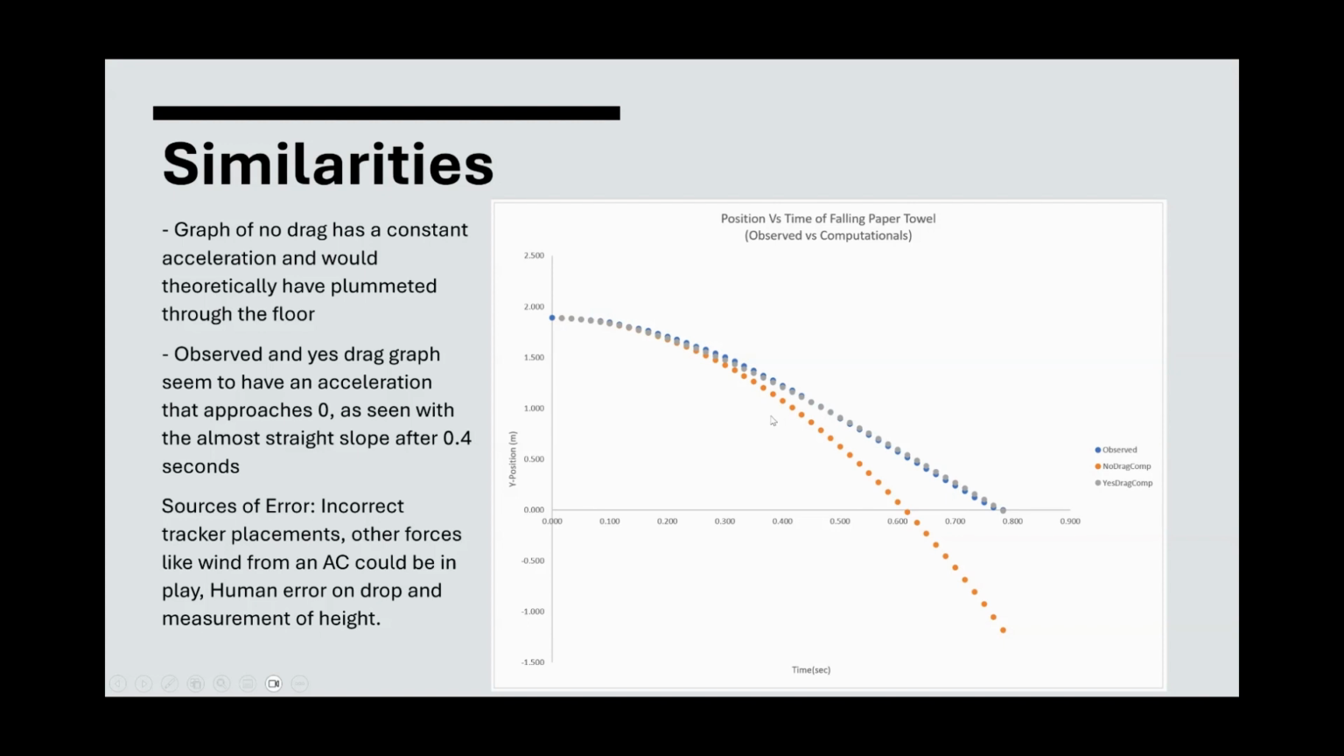And our sources of error: incorrect tracker placements, other forces like wind from an AC could be in play, and human error on the drop and measurement of height.